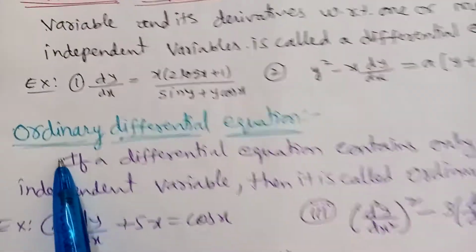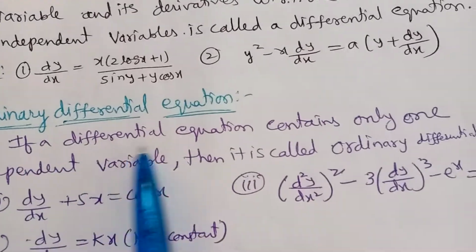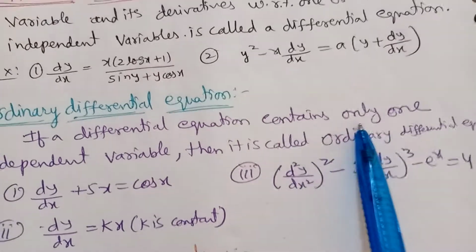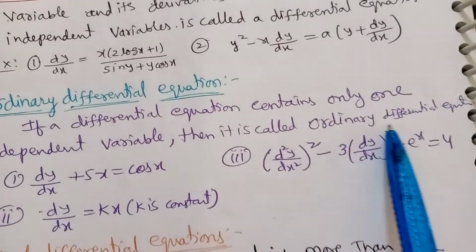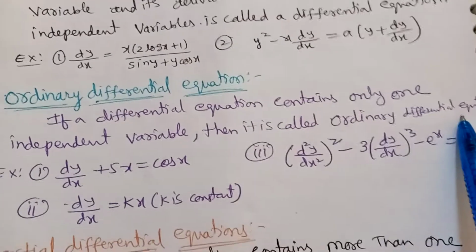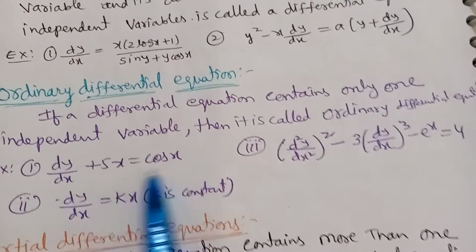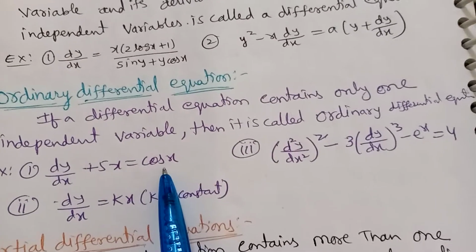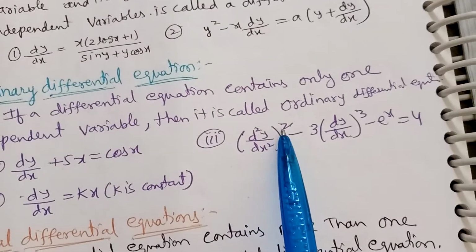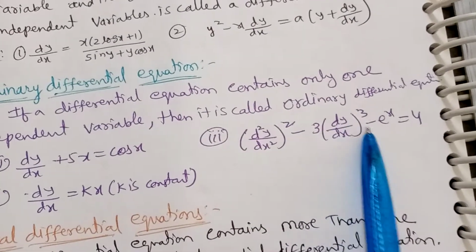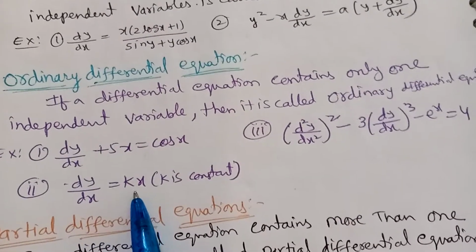Next, ordinary differential equation. So what is an ordinary differential equation? If a differential equation contains only one independent variable, then it is called an ordinary differential equation, ODE. Example, dy by dx plus 5x is equal to cos x. See, all in one independent variable x. Another, (d square y by dx square) whole square minus 3 into dy by dx minus e power x is equal to 4. Third, dy by dx is equal to kx, where k is a constant.